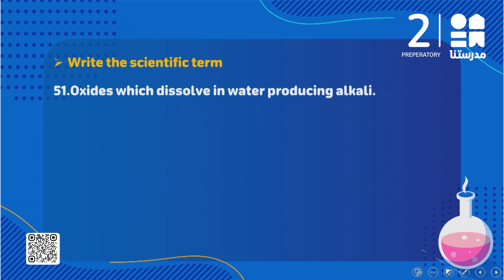Type oxides which dissolve in water producing alkali, they are called what? Basic oxides. Basic oxides, they are metals react with oxygen forming metal oxides, and when they dissolve in water producing alkali they are called basic oxides.